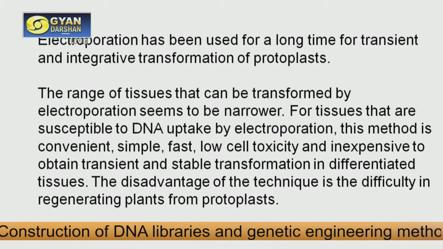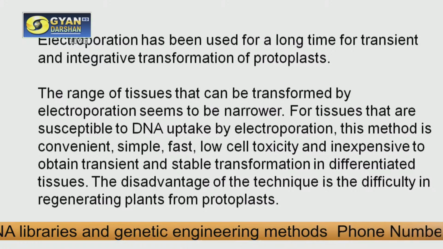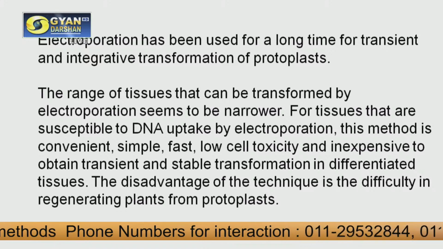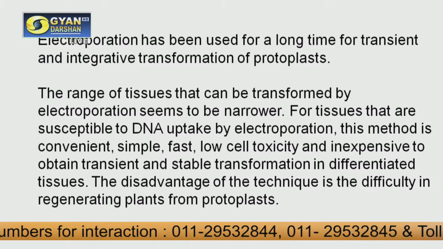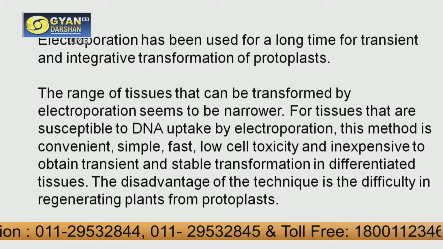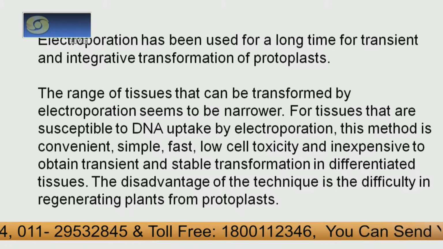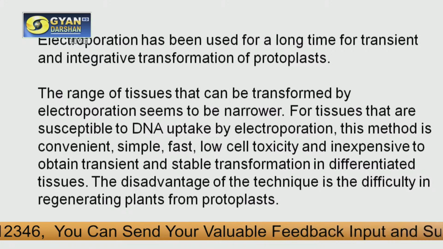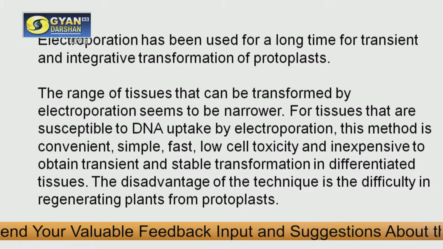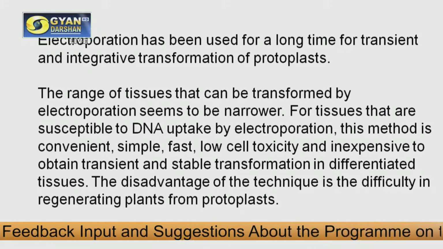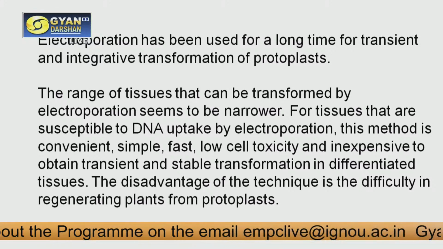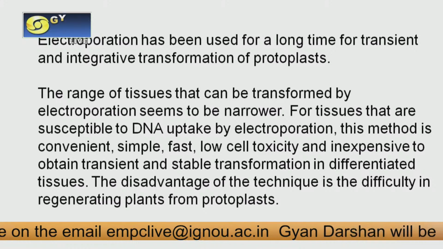So this is again a very routine method. People use this and it is also very fast. The range of tissues, however, seems to be narrower. You cannot use all tissues for electroporation, because there are tissues that are susceptible to DNA uptake by electroporation. So this method is convenient, simple, fast, with low cell toxicity, and inexpensive to obtain transient and stable transformation in differentiated tissues. However, sometimes it becomes very, very difficult to regenerate a plant from the protoplasts which have been transformed through electroporation. So there are both advantages and disadvantages.